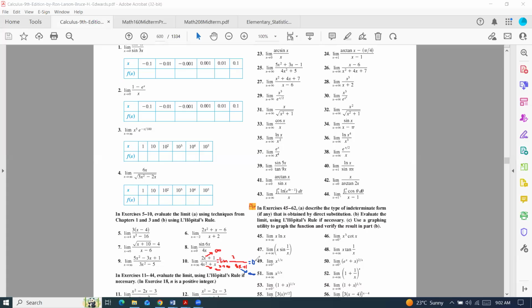Do 10. If you want, you can do 8 or 9, whatever. It's pretty much the same thing. So I guess that's a nice portion of L'Hopital's rule you use when you take infinity and divide it by infinity.